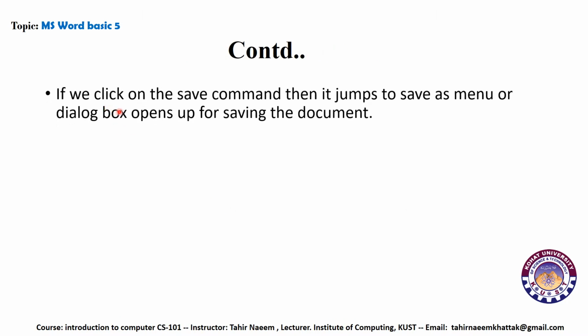If we click on save document, then it jumps to the save as menu, or a dialog box opens up for saving the document. Basically, there is a major difference between earlier versions and the recent version, because in earlier versions when we click save, only the save option opens up, while in the latest version, if we click on save, then the save document or save as option opens up.